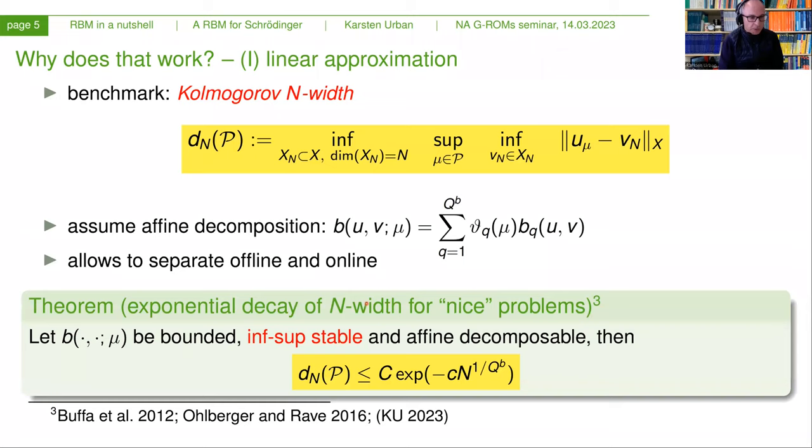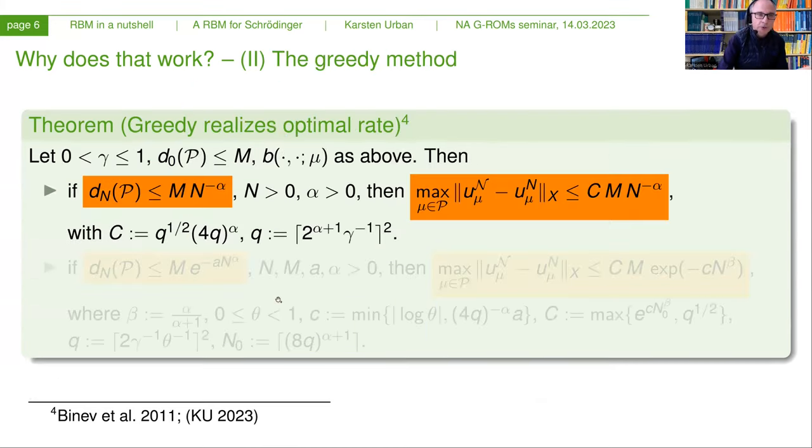Then there is a result which has first been proven by Annalisa Buffa, Tony Patera, and others, and later in this form was proven by Ohlberger and Rave. I'll explain why I put this in parentheses here in a minute. So if we know that the bilinear form is bounded and affine decomposable and coercive, then we know that there is an exponential decay of the Kolmogorov n-width, and you see the Q_B here goes into there. And if you have, instead of the coerciveness, the inf-sup stability, then this is a result by Mario Ohlberger and Stefan Rave, but this slight generalization towards inf-sup, it's not a big thing, but you can extend it, in fact, to that setting. Good, so that is somehow the nice problem realm where we know that we have fast convergence.